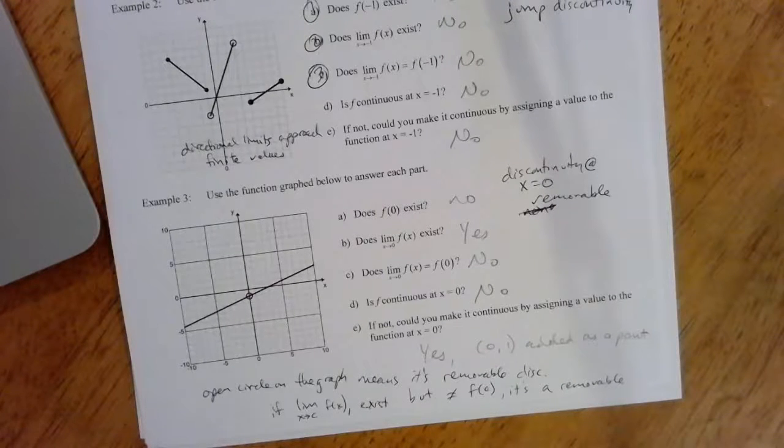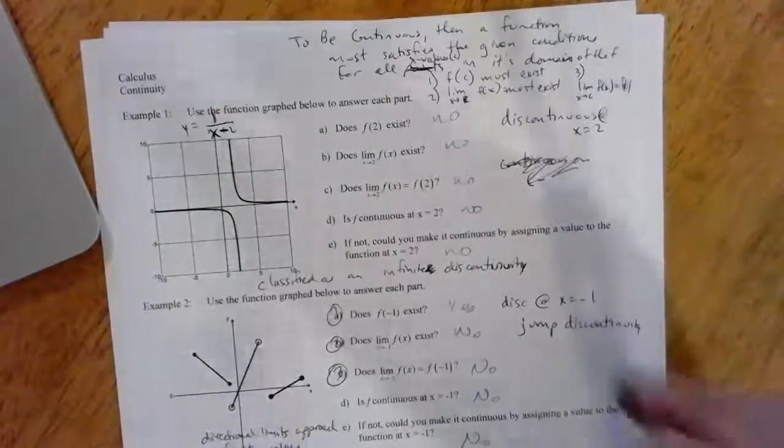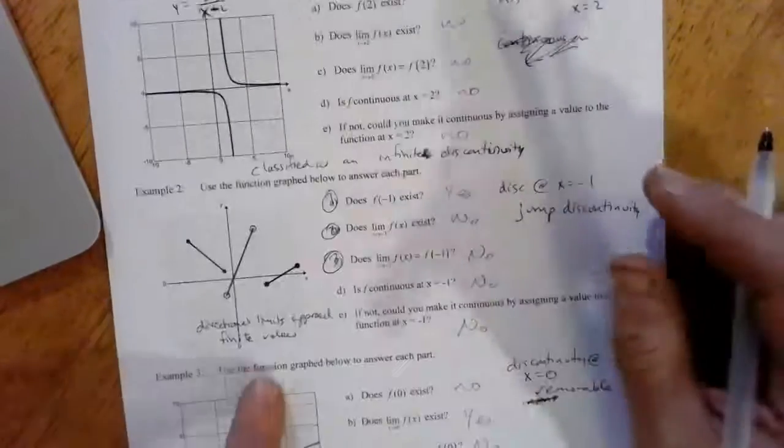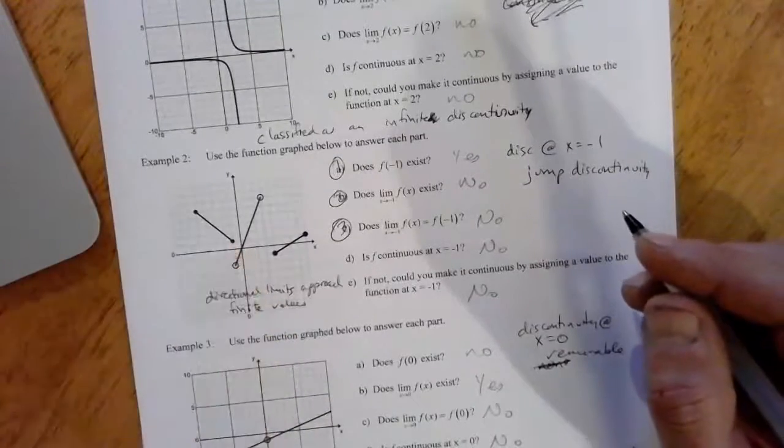If I was going to ask you to prove that it's an infinite discontinuity, you would just prove that one of the directional limits approaches infinity. It doesn't matter which one. You have one side and it's an infinite discontinuity. If you're going to prove that it's a jump discontinuity, you would just prove that the two directional limits are approaching finite values. That's really what you have to do.